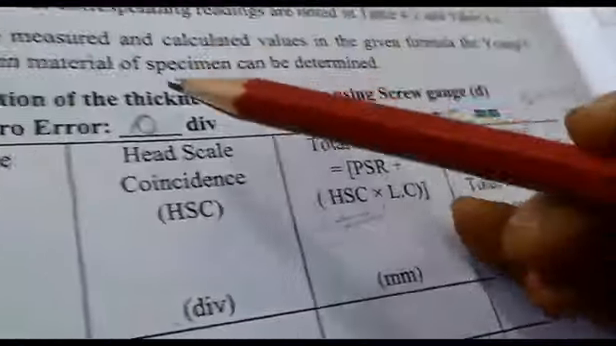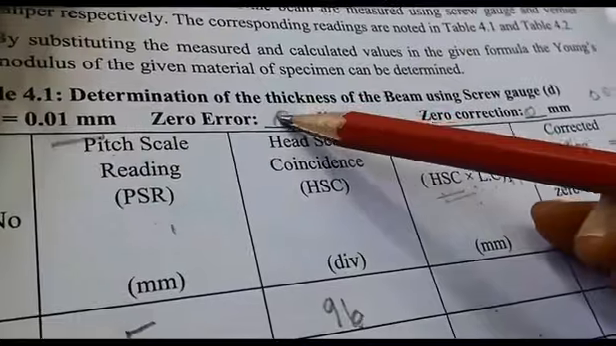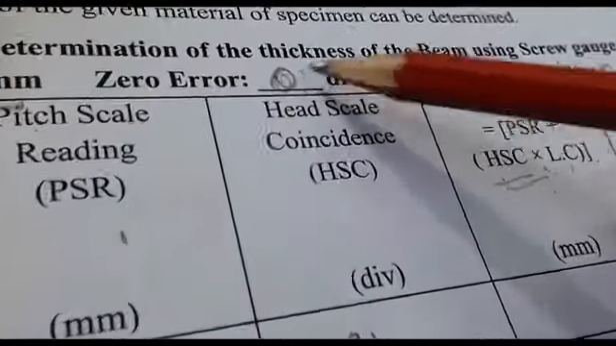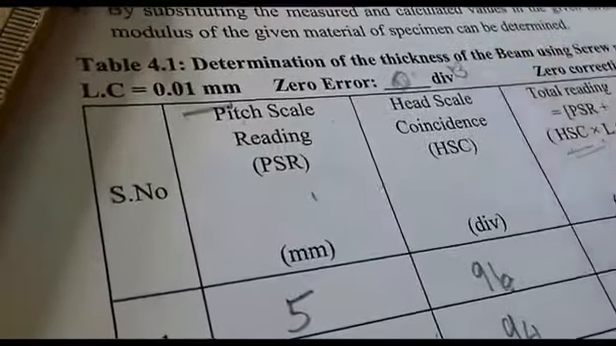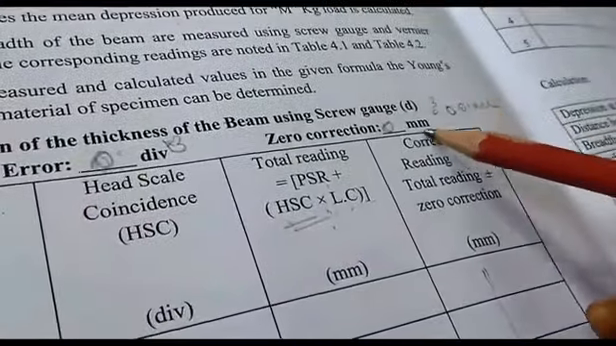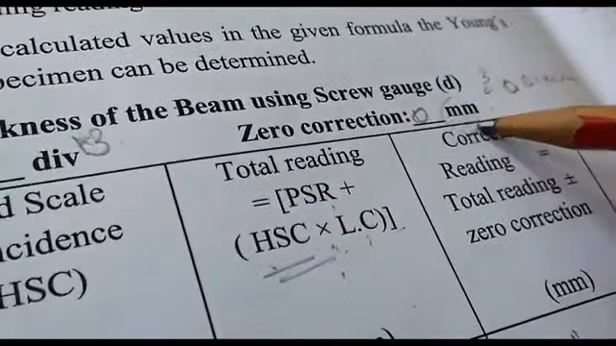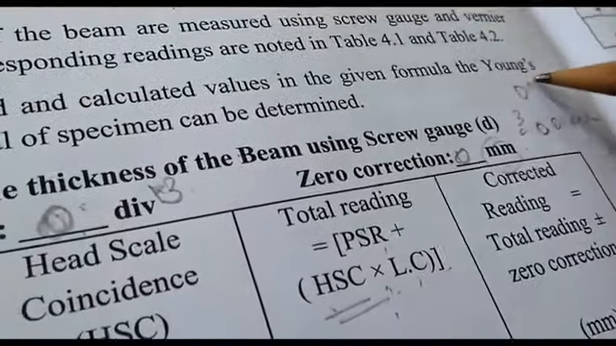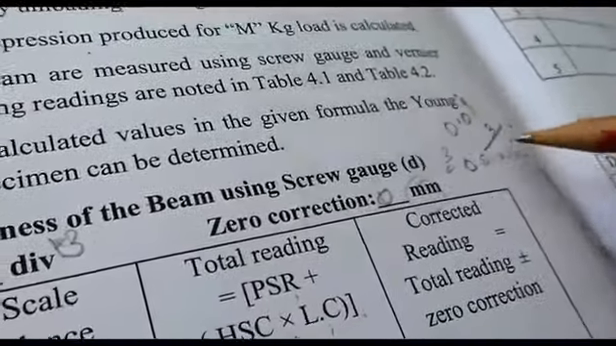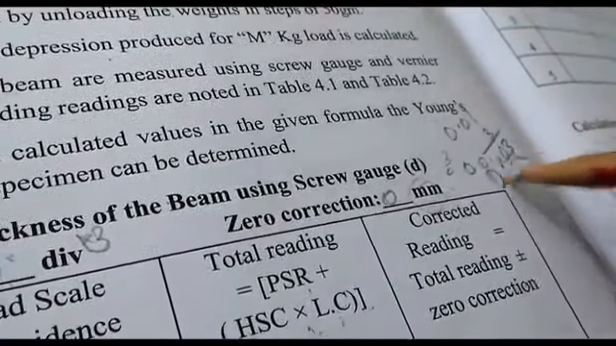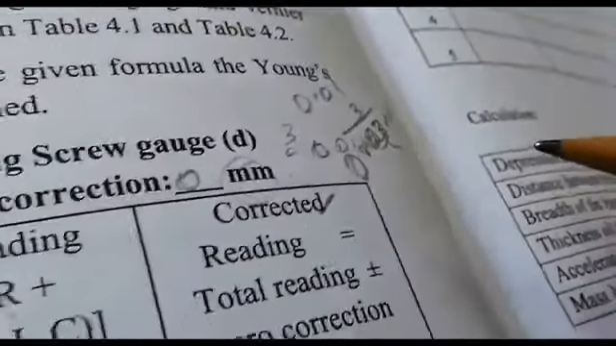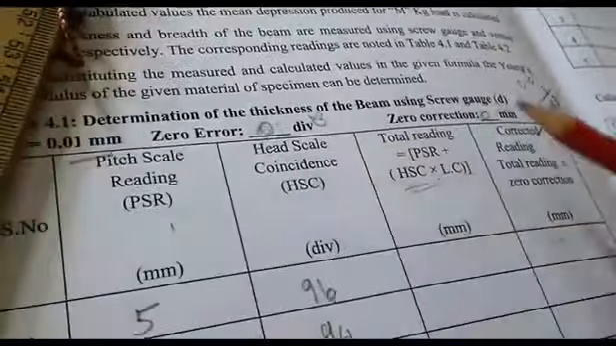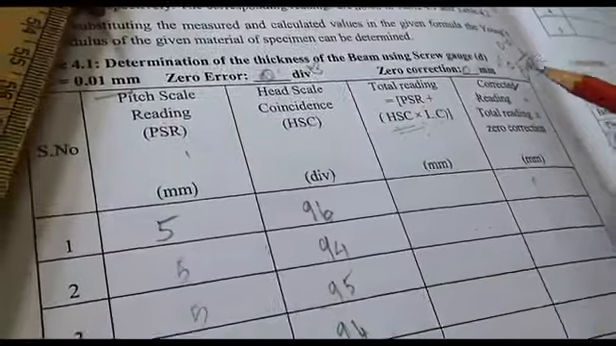Suppose, for example, what I have used, I got the error as 0. But if you happen to get plus 3 as your error, it means minus 3 will be your correction. That is given in millimeter. Therefore, you have to multiply 0.01 into 3, which will be 0.03 millimeter. If the error is plus, the correction is minus. So in that way you have to find the error and correction.